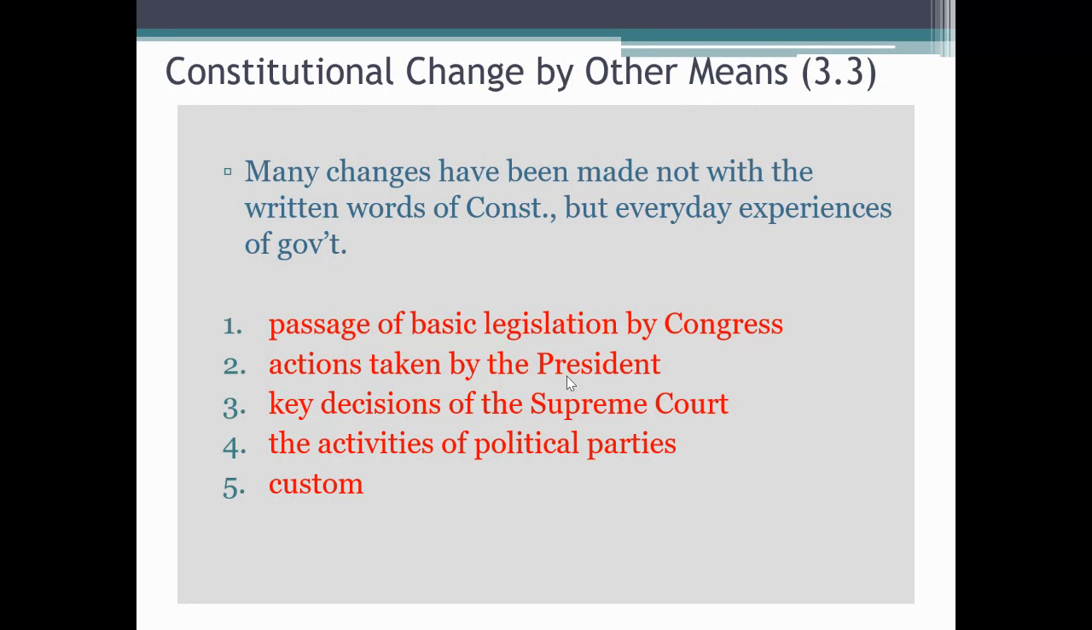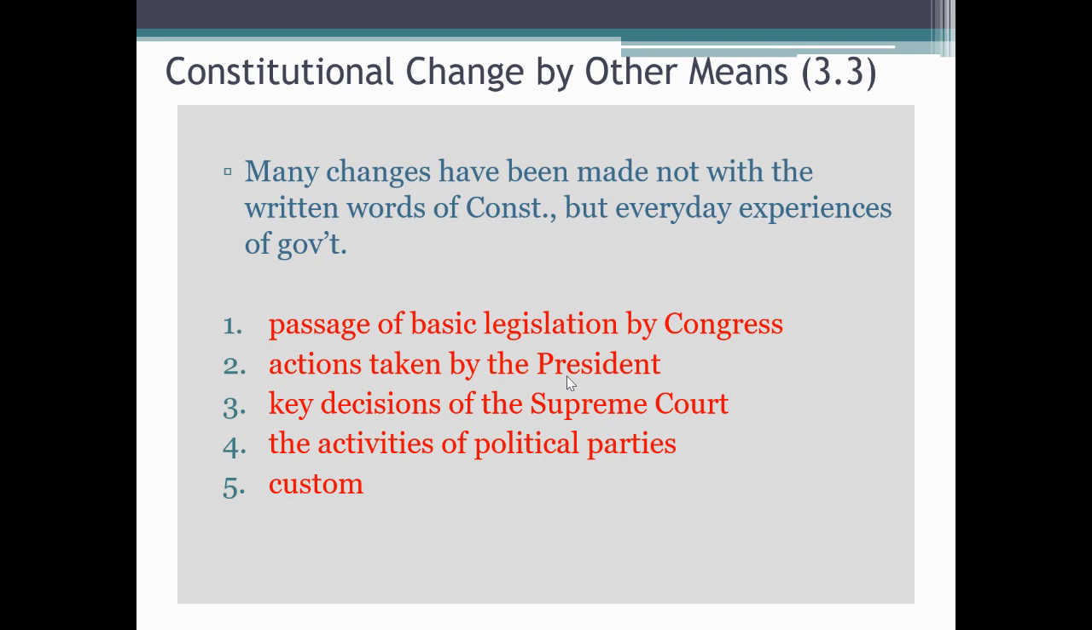Those are basically the 3 branches of government: legislative, executive, and judicial. Them exercising the powers that are given to them in the Constitution, and extending upon some of those powers, has helped change or adapt the Constitution in modern ways.